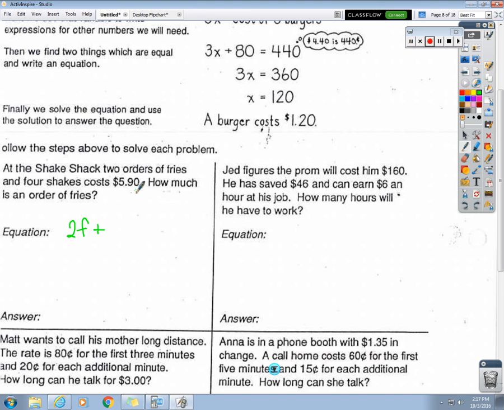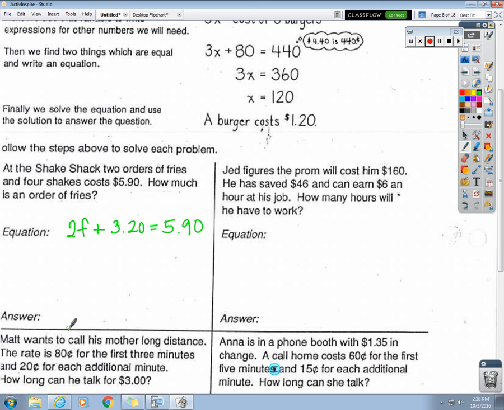This $5.90 is the total for your entire bill with the 2 orders of fries and the 4 shakes. So if you are ordering 4 shakes and you know they're 80 cents each, how much of the bill is it going to be? So now that you know your shakes cost that much, but your total bill is that much, how can you use that information to find out the cost of each fry?